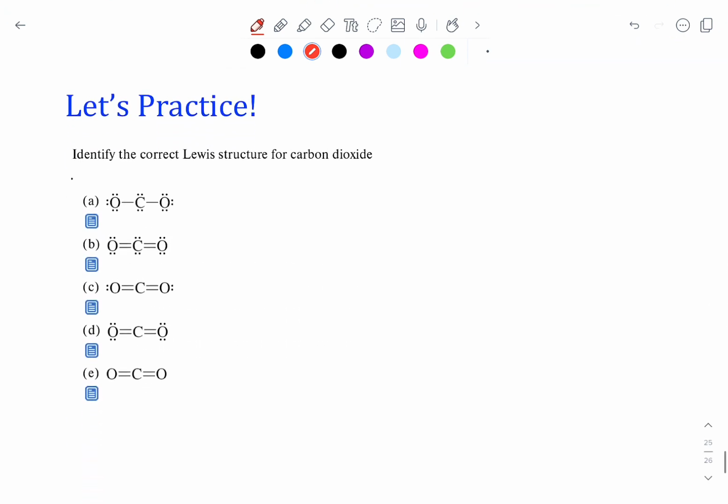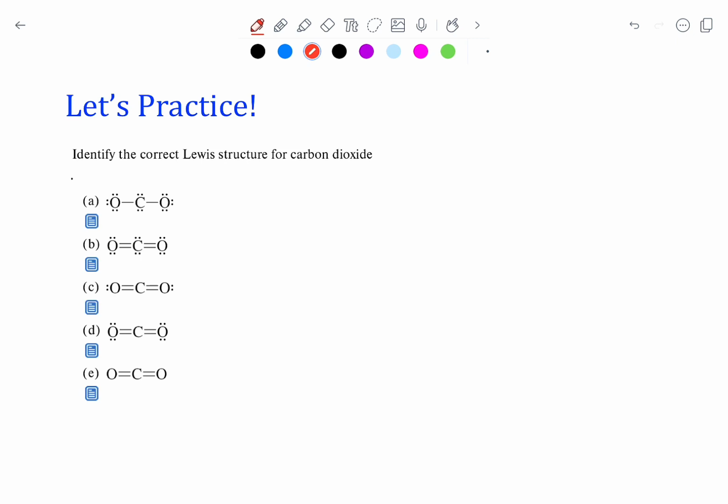Let's practice a little bit more. Let's try to identify the correct Lewis structure of carbon dioxide. Now we can do this a couple of different ways. We can go through each structure in our multiple choice options here, and we can figure out what's wrong with them. Or we could draw carbon dioxide using our rules and see which one matches up. You can do it either way.